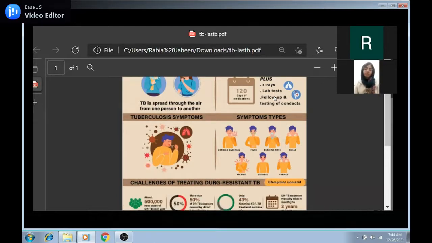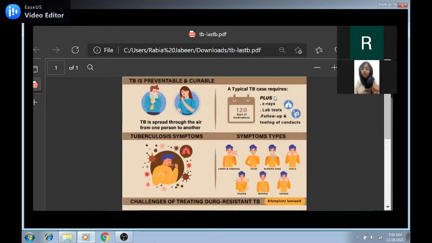Now, coming to the symptoms, they include a cough that persists for at least 3 months, cough with blood, fever, fatigue, redness, itching, chills, running nose, etc., and lacrimation. And there is a flow of tears and night sweats particularly.